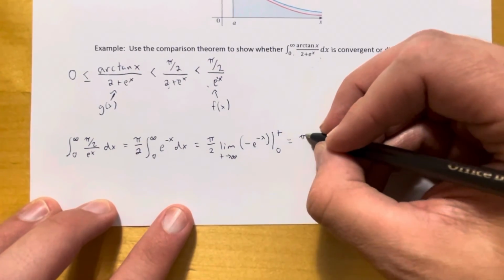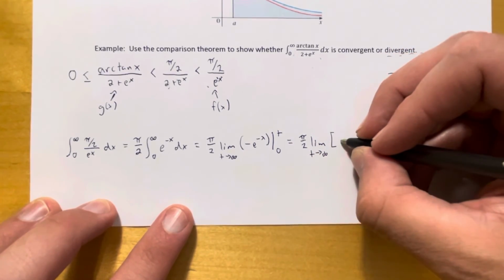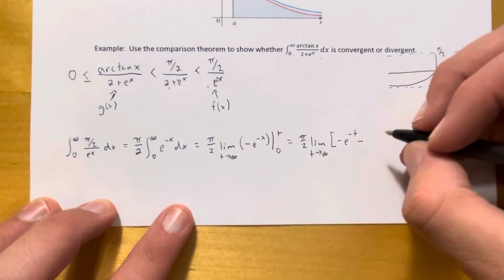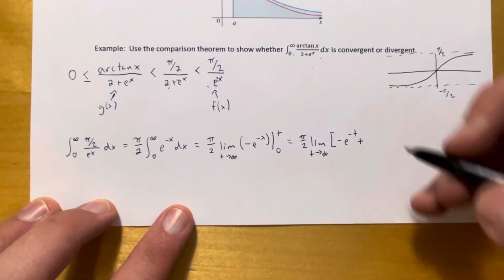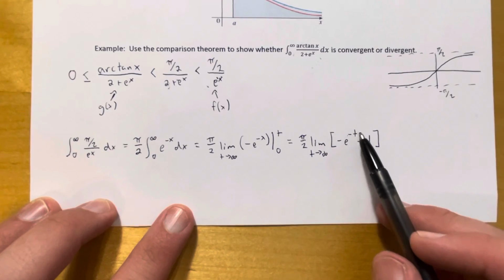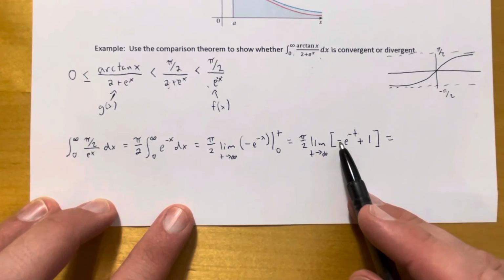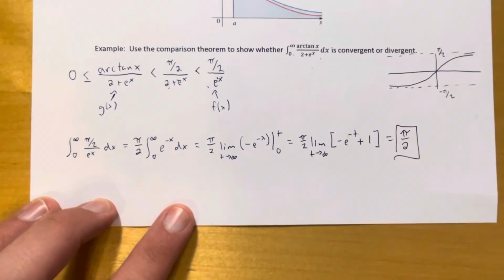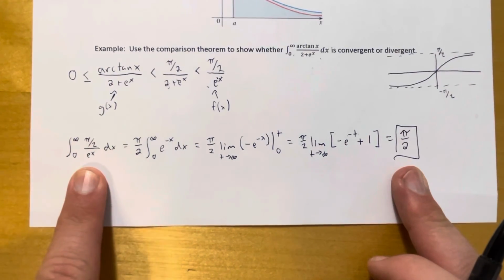This is pi over 2 times the limit as t approaches infinity of negative e to the negative t minus negative e to the 0, so that's going to become a plus, since I'm subtracting a negative, e to the 0, which is the same thing as 1. As t goes to infinity, negative t is going to negative infinity, and e to that is going to 0. So this goes to pi over 2 times 0 plus 1, or just pi over 2. Now, because that is finite, this integral converges.